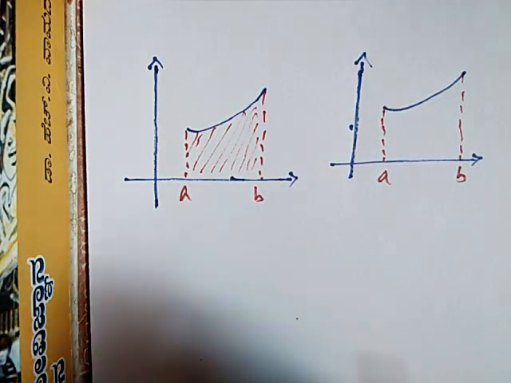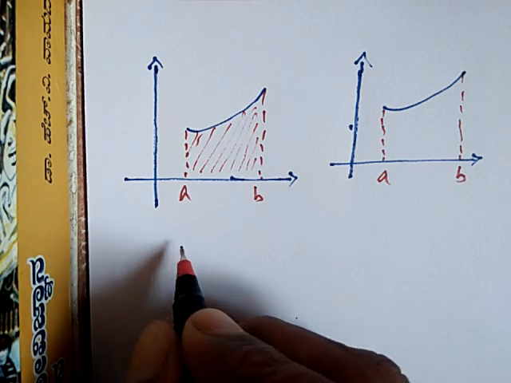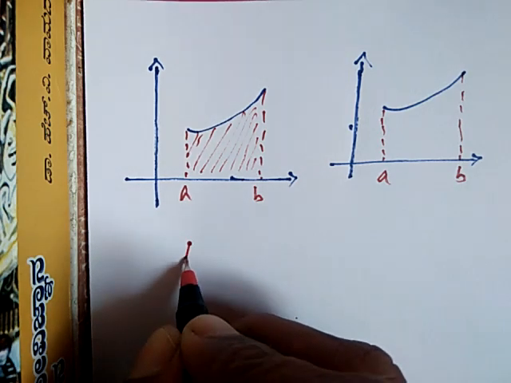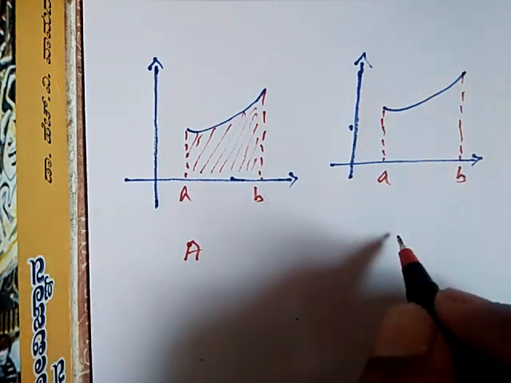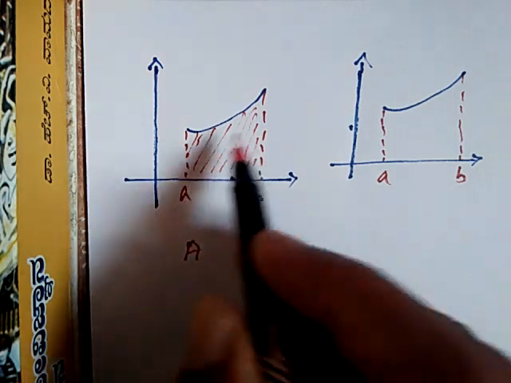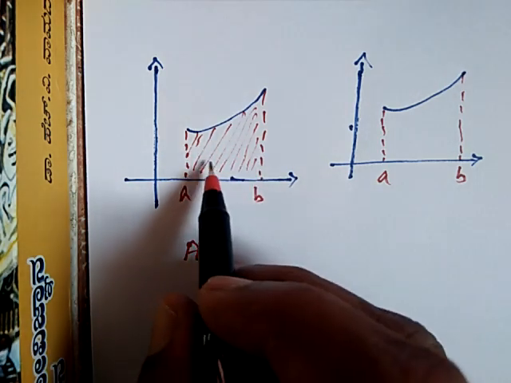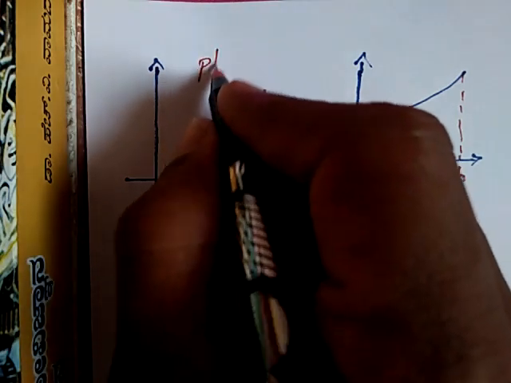So think that he is person 1, so his name is A and his area is this much. Okay, this is his own plot. Think that this is a plot.